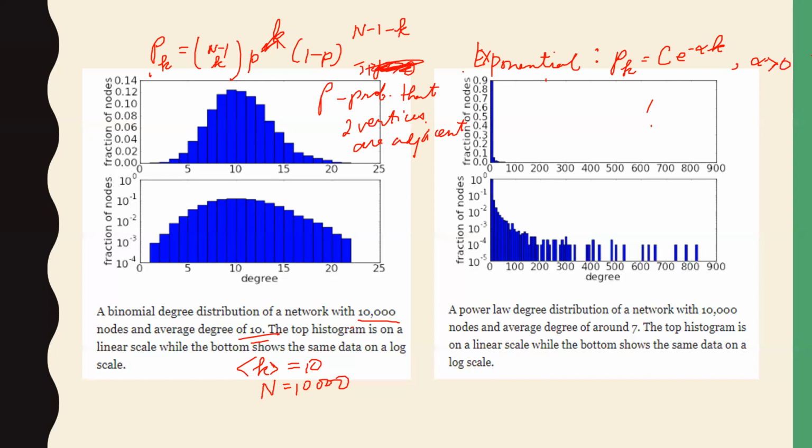Okay. On the other hand, for power law distributions, the formula would be P sub k equals C times k to the negative alpha. And here, usually in applications, alpha is a number between 2 and 3.